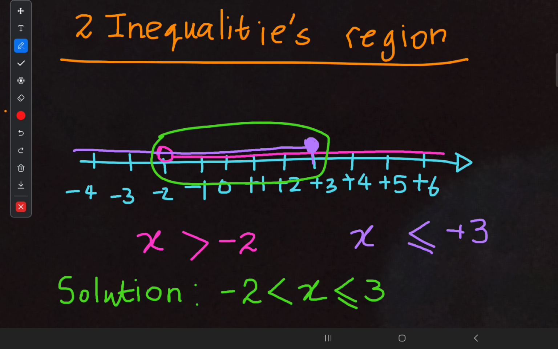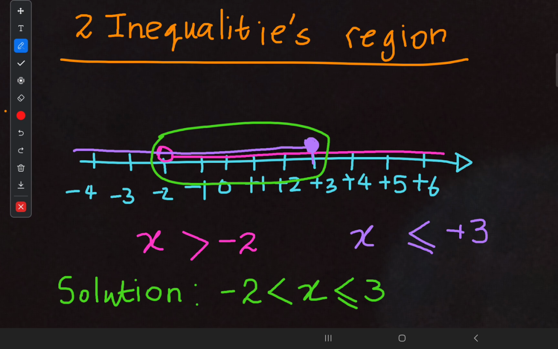Then we are going to find the solution. Here we have to think where these two lines coincide. So this is the region. We have to write the region -2 to 3 in between x. This is the x outcome. Here you have only a circle, that means only an inequality, and here you have a colored circle, so it indicates the inequality with an equal mark. This is the way you have to find the solution of two inequalities, the resultant region.